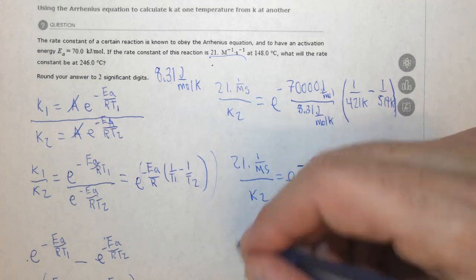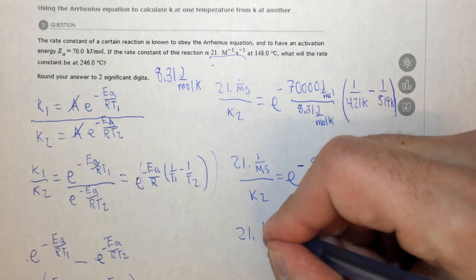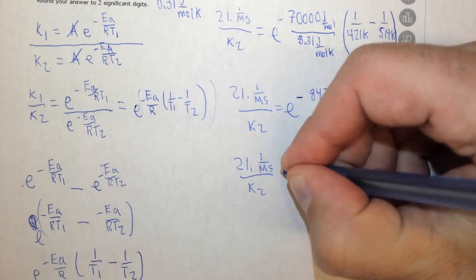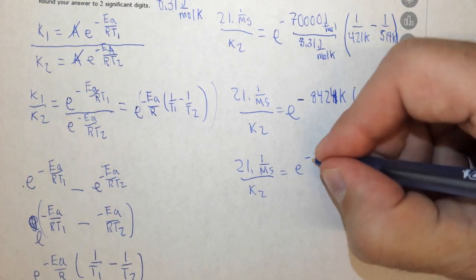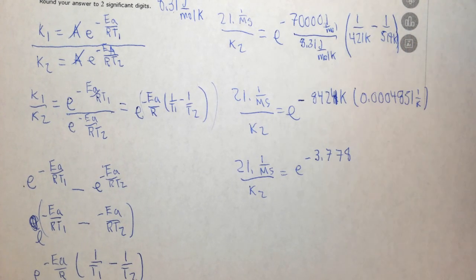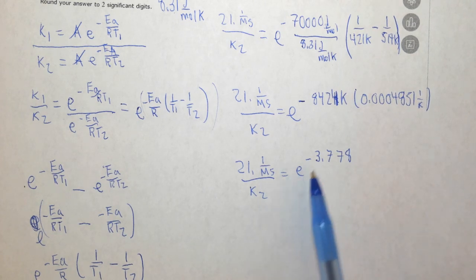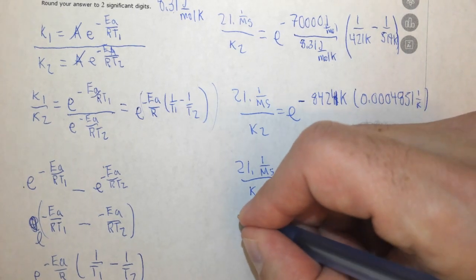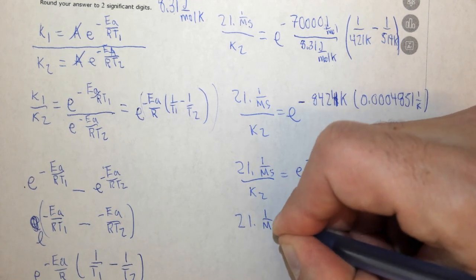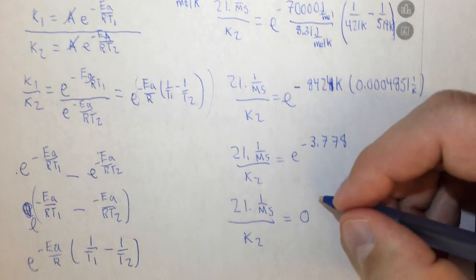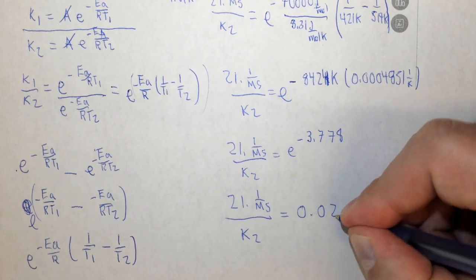Now I'm going to multiply these two numbers, so I get 21.1 over molar seconds divided by, I'm just going to move the paper down, k2 equals e to the negative 3.778, which I just took this number times this number, and that's what I got. I'm going to now take the inverse of the natural log of this, and raise it to the power of negative 3.778, and I'm going to get 21.1 over molar seconds, k2 equals 0.02264.